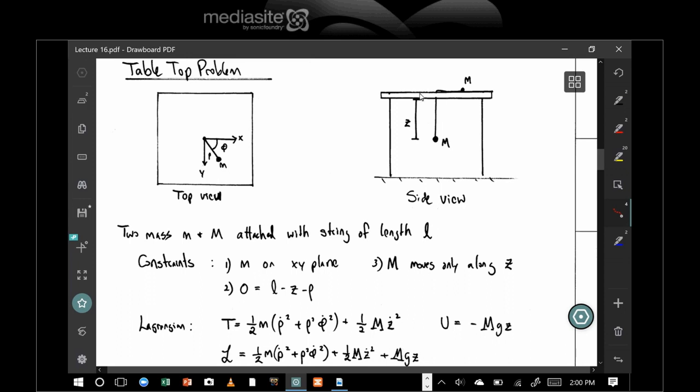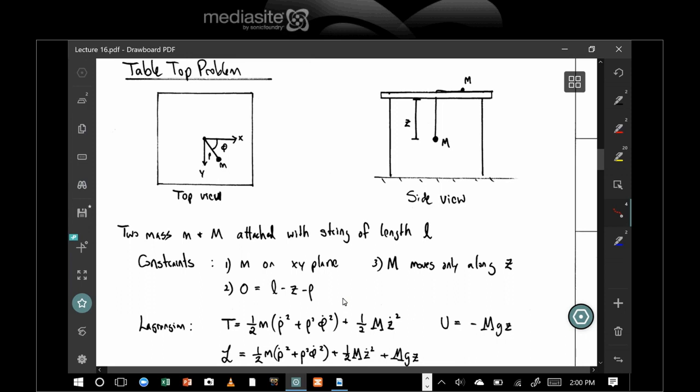Now what about potential energy? Let's take a look. We're going to define a plane of zero potential energy here, so the little mass m has zero potential energy. However, the big mass hangs a distance z down, so its gravitational potential energy is minus Mgz, where z is the distance below. That gives me my Lagrangian, which I show here.